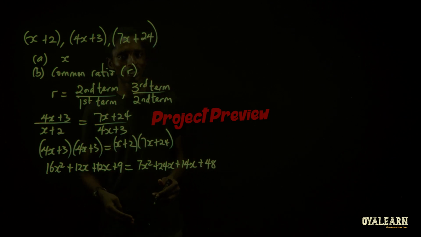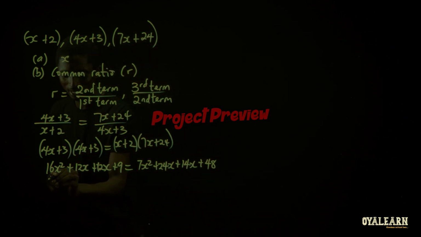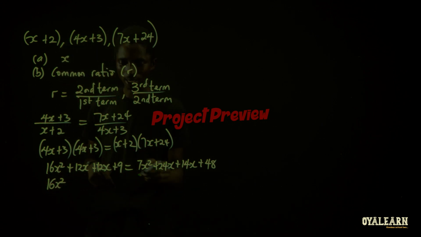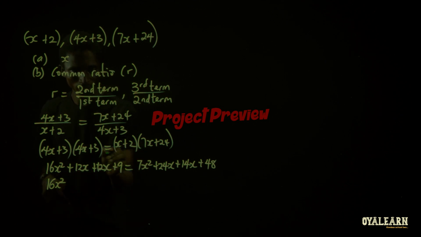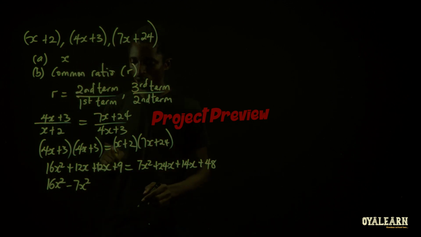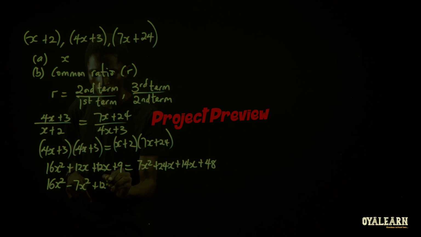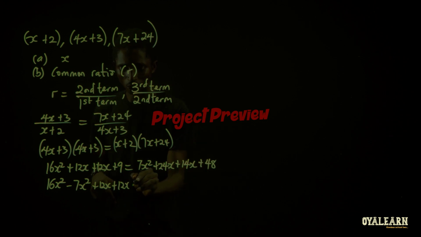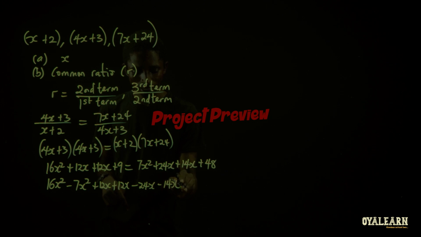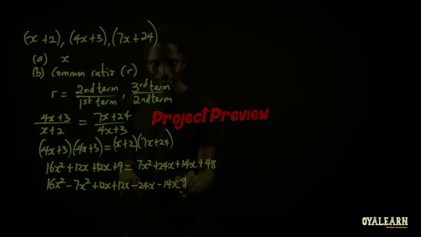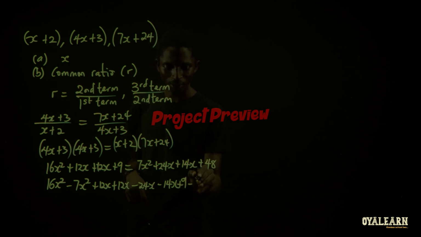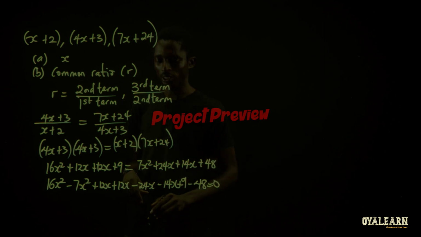Now you tidy this up, and remember, it already looks like a quadratic equation. Make sure that the highest exponent is always placed first. So in this case, when we collect our like terms, we have 16x squared. Now you bring the other value that has x squared to this side of the equation, which would then be negative 7x squared. Now we go to the values of x. Here we have plus 12x plus another 12x. And then on this other side, when we bring them in, it becomes negative 24x and then negative 14x. And here we have 9 and then minus 48, all becoming 0.